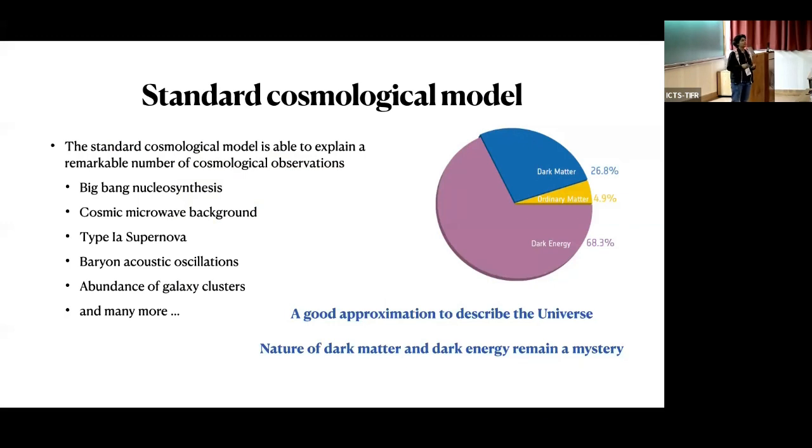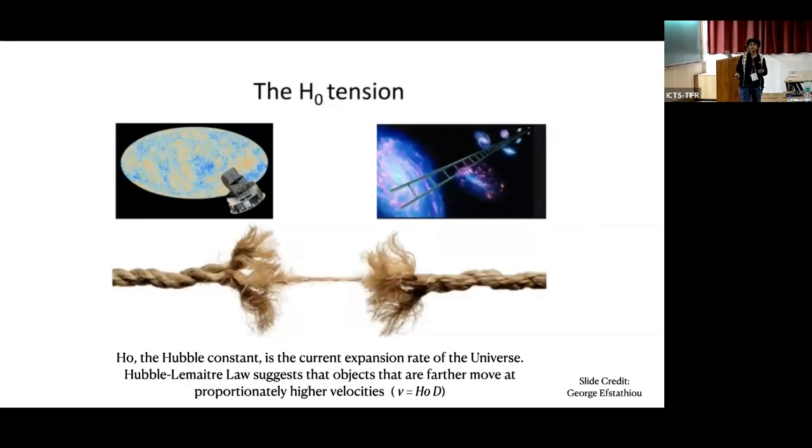As we know, the standard cosmological model can explain a plethora of observations, and yet there are many unresolved mysteries. For example, we don't have a very good understanding of the nature of dark matter and dark energy, even though they comprise the dominant part of the energy budget of the universe. With growing precision of various observations, we are now starting to see tensions and inconsistencies in different probes. One of the most important ones is this tension in the Hubble constant measurement.